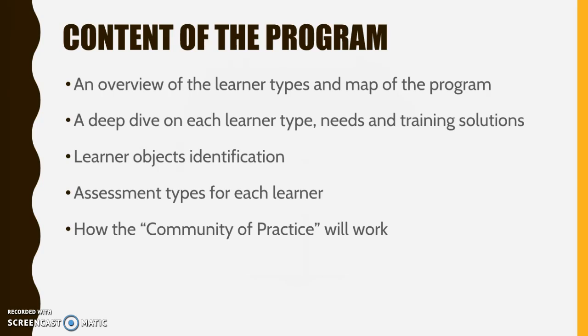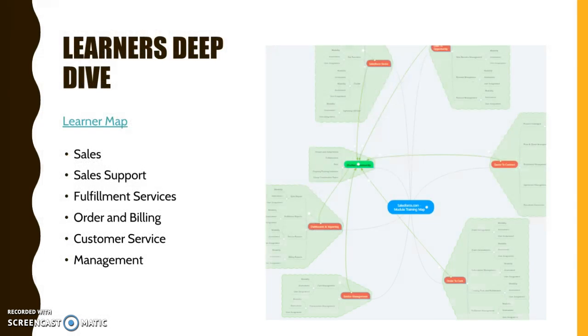So here's a list of the contents. We're just going to do an overview of the learner types. Then we'll do a deep dive into each of the learner types and the training solution that we proposed. We'll identify those learners and then talk about assessment for each of the learners. And then I'll show you the community of practice that we're going to be putting together that they'll be working in.